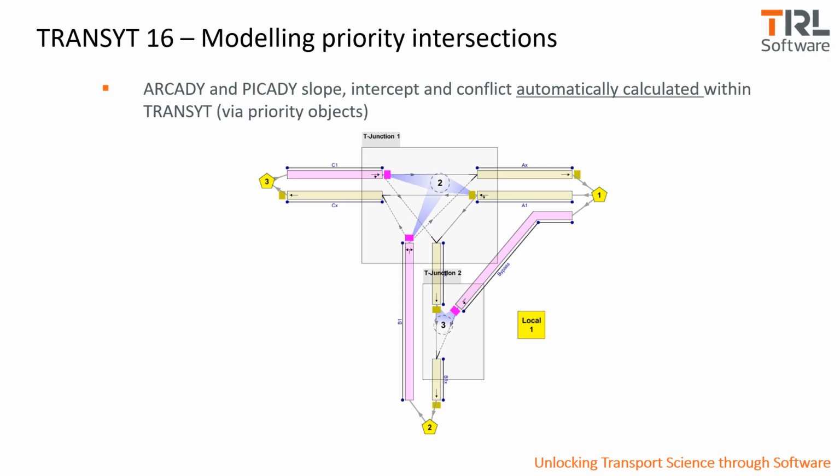The priority intersection tool is effectively a layer above the main Transit network, which allows you to specify and retain the standard Arcady/Picady geometric data. It will then work out all the conflicts automatically for you, and all you need to do is attach that data to the network, and then we'll copy it across into the equivalent intercept and slope values in Transit in order to run the model. So this method allows you to remove the priority objects and still run the model. Once you've allocated it to a network, they're just a holding place for the extra data they require, so removing them won't change the results.